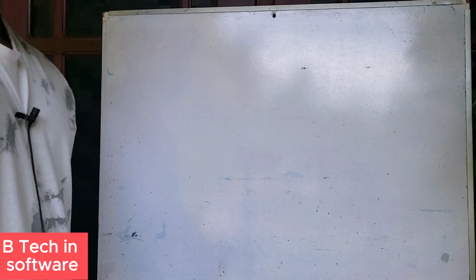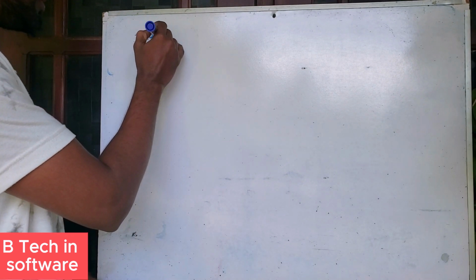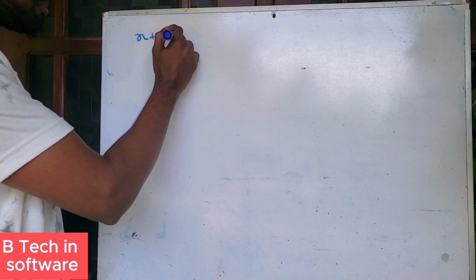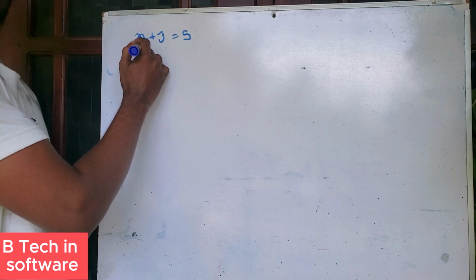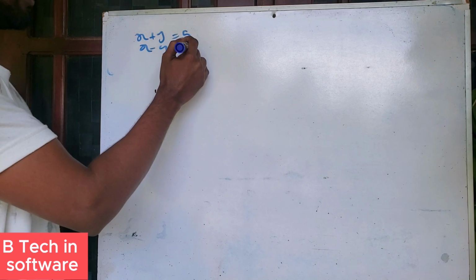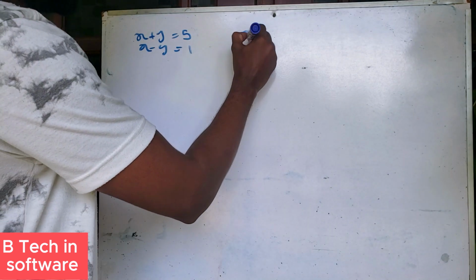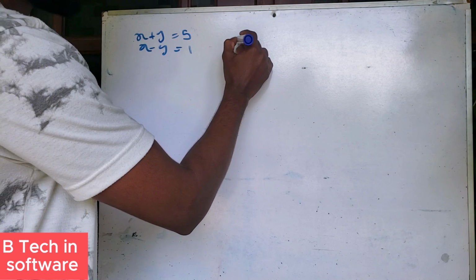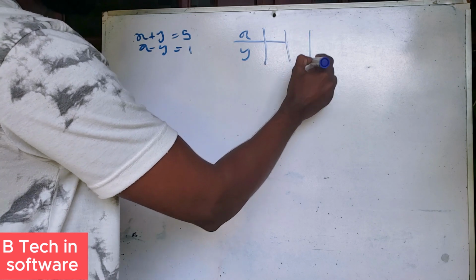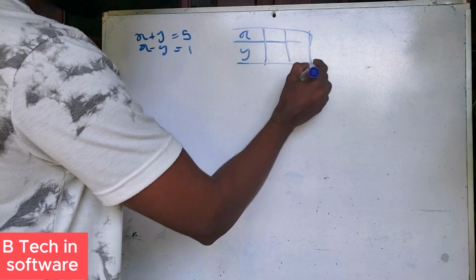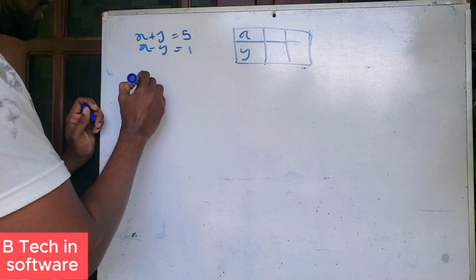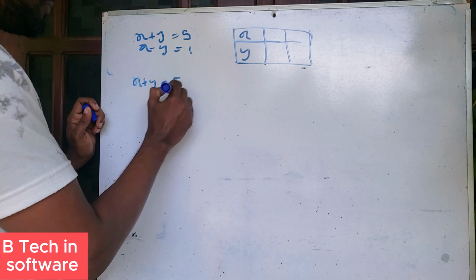Let's find out how to solve simultaneous equations by using graphs. x plus y is equal to 5, x minus y is equal to 1. Let's take the first equation first.